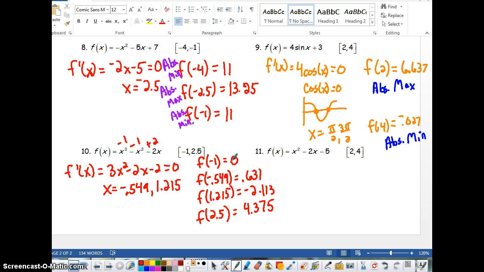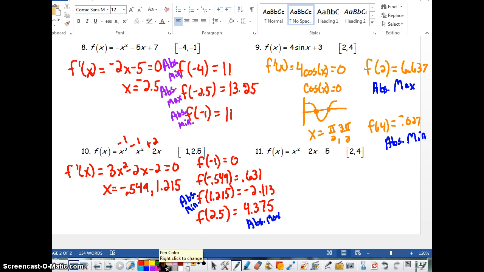All right, so now I need to find my minimum and my maximum. Looks like my maximum here is going to be my 4.375, so that's my absolute maximum. And then my absolute minimum is going to be this negative, so this is going to be my absolute minimum.